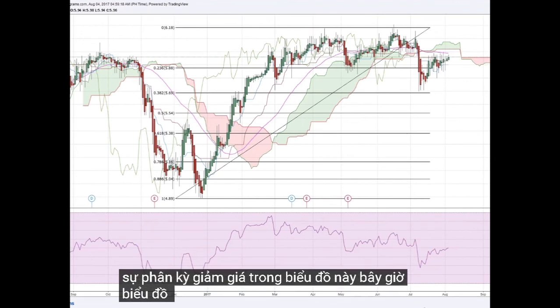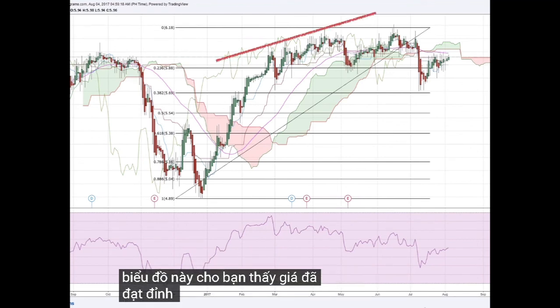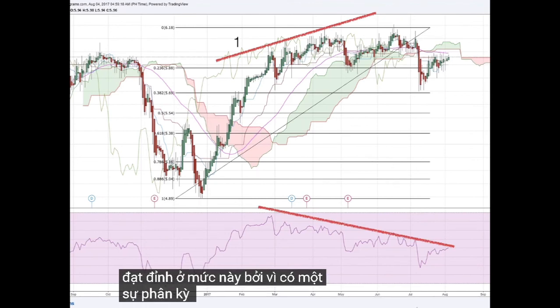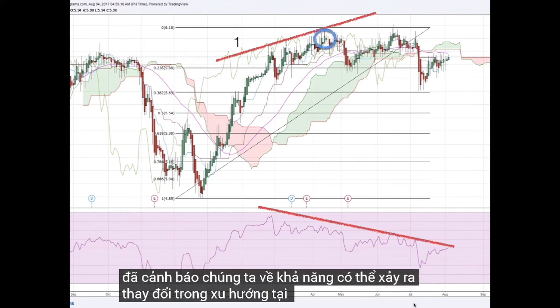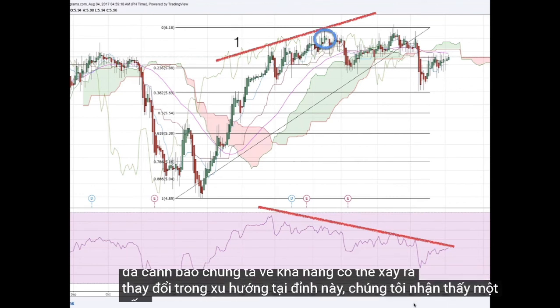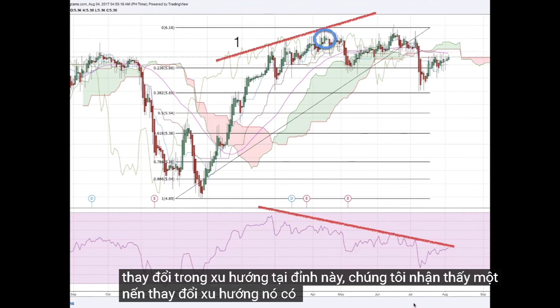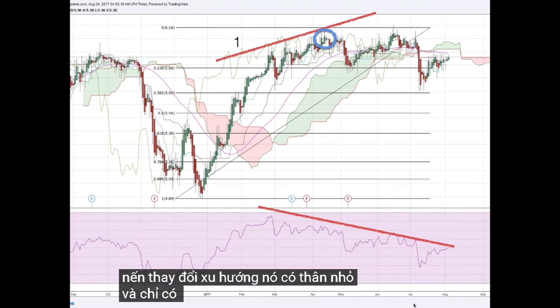Now this chart shows you that price had peaked at this level because there was a bearish divergence. The bearish divergence warned us of a possible change in trend. At this peak, we find a trend change candle. It has a small body and a long upper and lower wick.